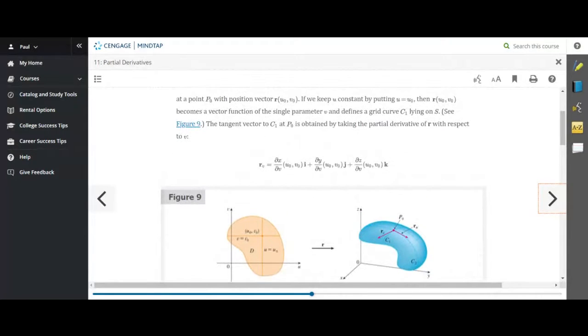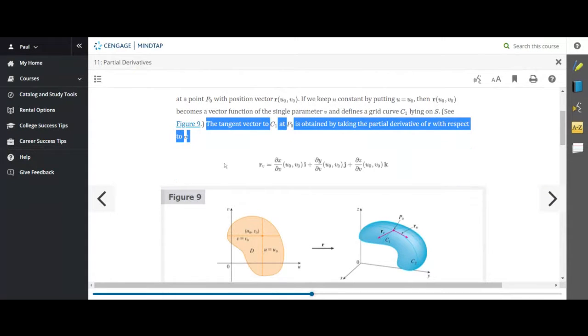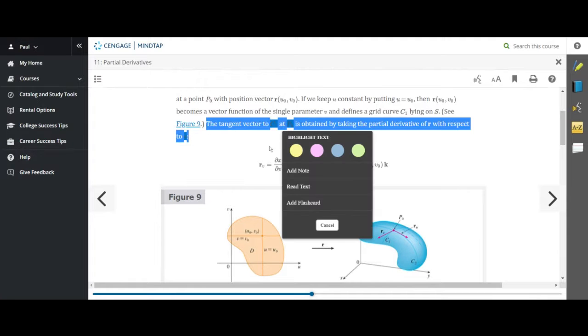So, for instance, the tangent vector, let me see if I can highlight it here, one moment. Hold on, class.